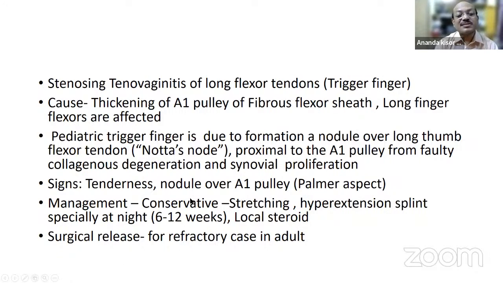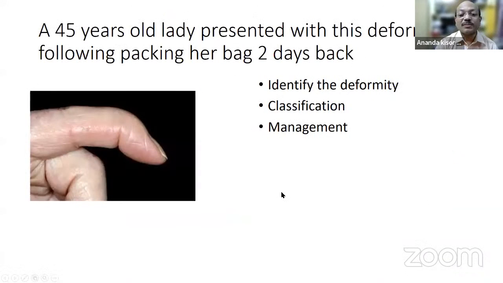Now, what are the signs is very common. We have to seek the tenderness on the palmar aspect of the base of the thumb, and there's a nodule over the A1 pulley on the palmar aspect. Now, this is a very easy diagnosis. There's a 45-year-old lady presented with this deformity following packing her bag. The same thing can happen during bed making. So basically, the deformity is the mallet finger deformity.